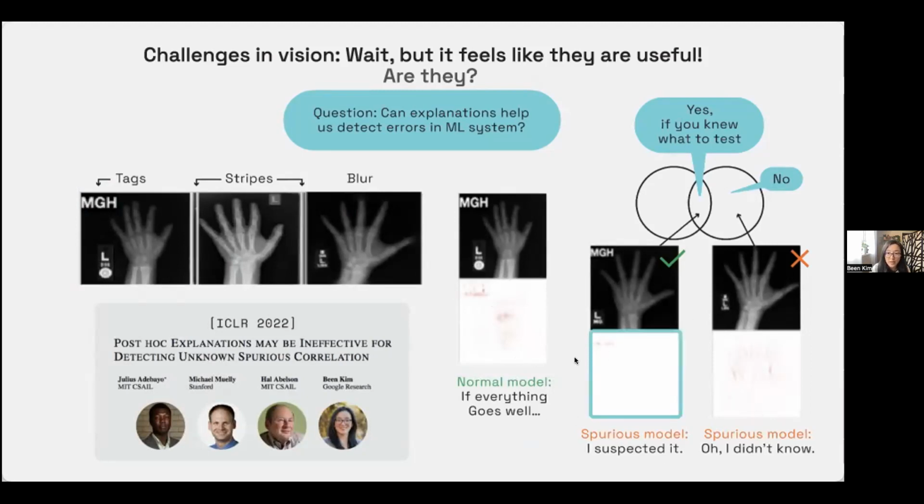If you knew the MGH tag might be a problem and you tested for it, then you're good, because then it falls into this region that we can understand. So we can kind of see this MGH tag in this saliency map. But if you didn't suspect the tag would be a problem and therefore didn't test for it, then subjects were not able to detect errors. So while explanations like these give some comfort that we can understand how machines reason, we also need to be skeptical of this comfort. It seems that in many situations, these explanations need to be used with great care to ensure that they aren't used to create trust when we really shouldn't trust the model.